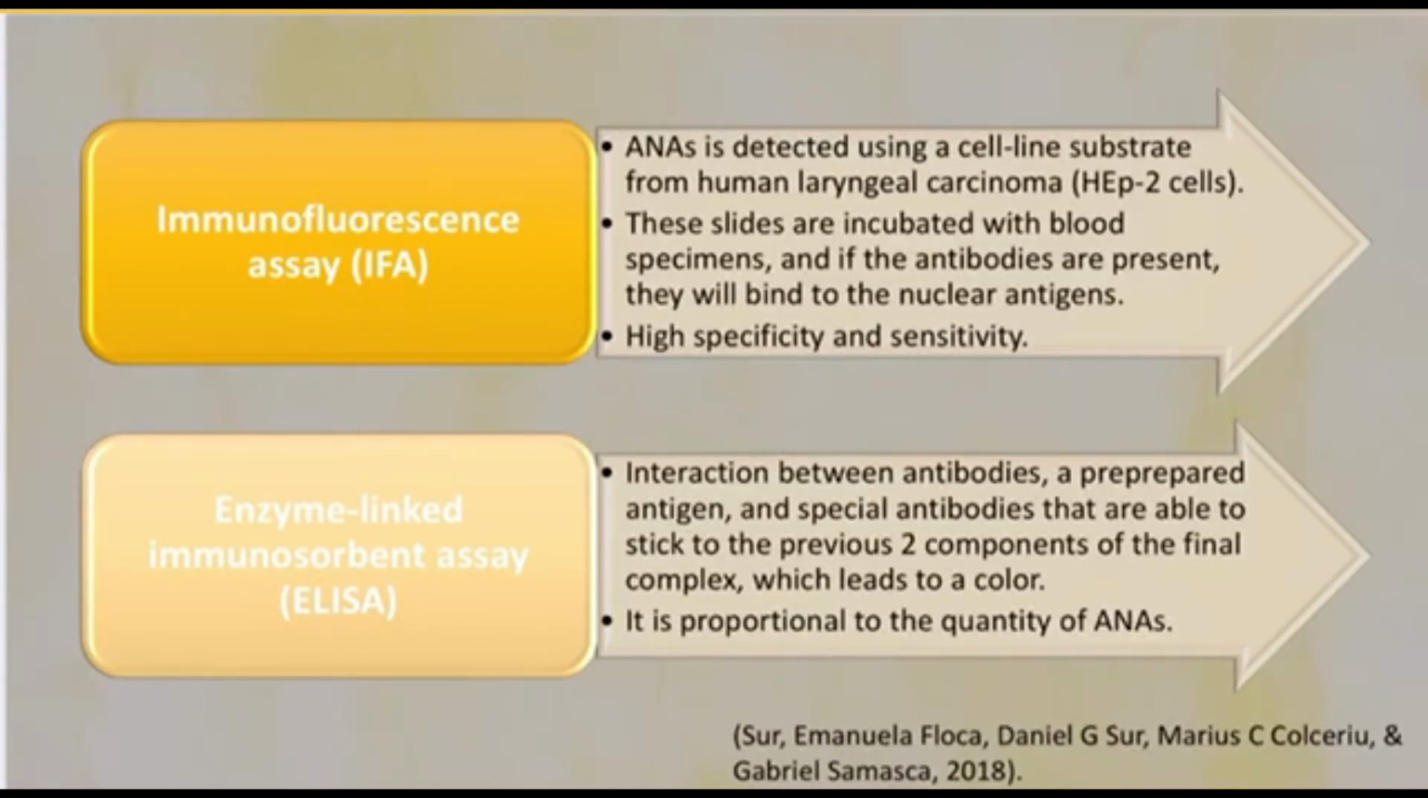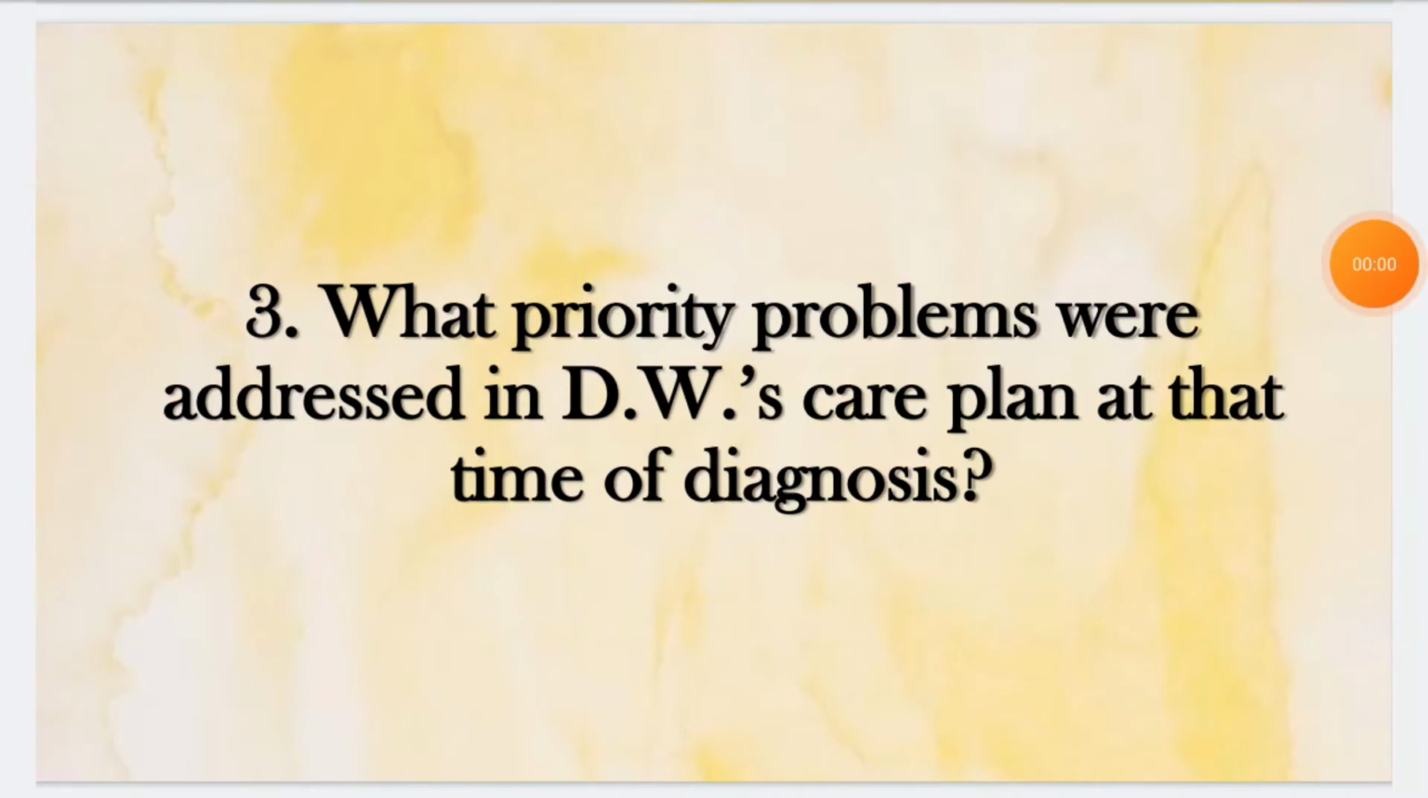The ELISA test is based on interaction between the antibody existing in the blood specimen, prepared antigen, and a special antibody that is able to stick to the previous two components, leading to a color change in the final solution. It is proportional to the quantity of ANA. Therefore, since her result is positive ANA titer, positive dsDNA, and positive anti-SM, she can be diagnosed as positive SLE. Question 3. What priority problems were addressed in DW's care plan at the time of diagnosis?